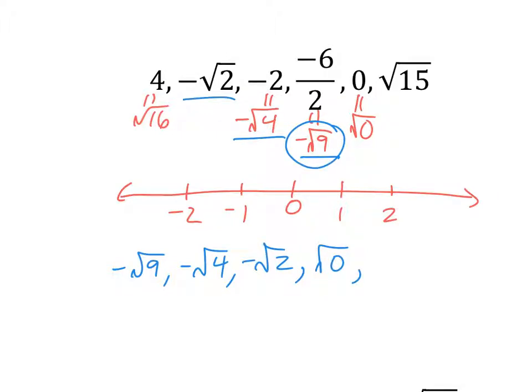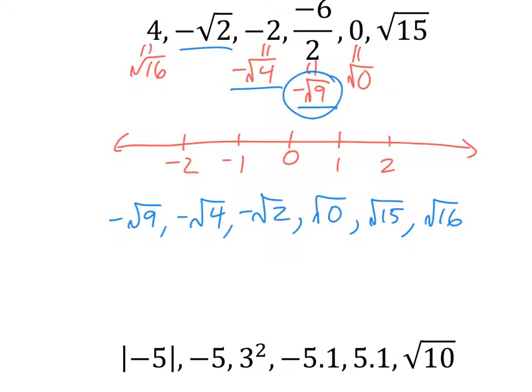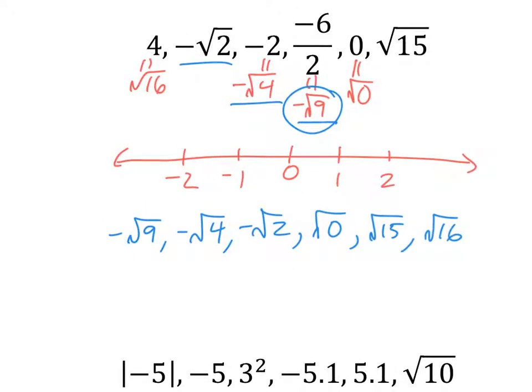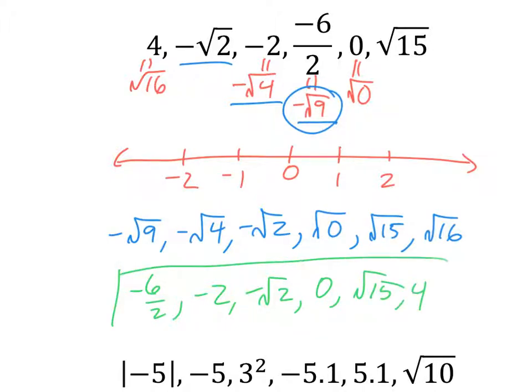And then we want square root of 15 and square root of 16. Okay, so our final step, just rewrite these back into the original form that they were given to us. So we would have negative 6 over 2, negative 2, negative square root of 2, 0, square root of 15, and 4. And that would be our final ordering.